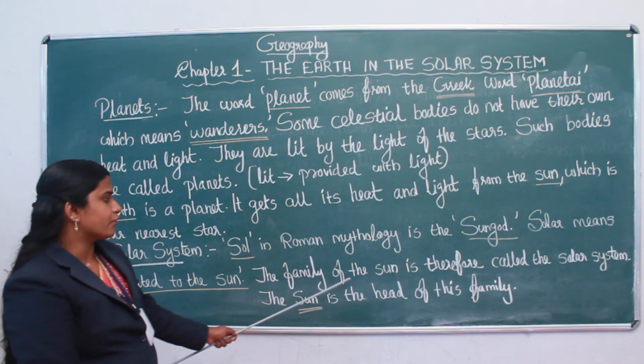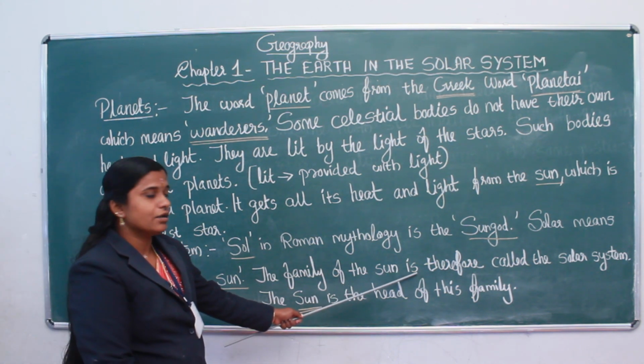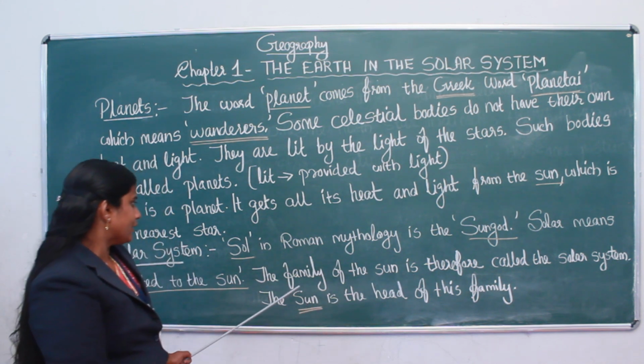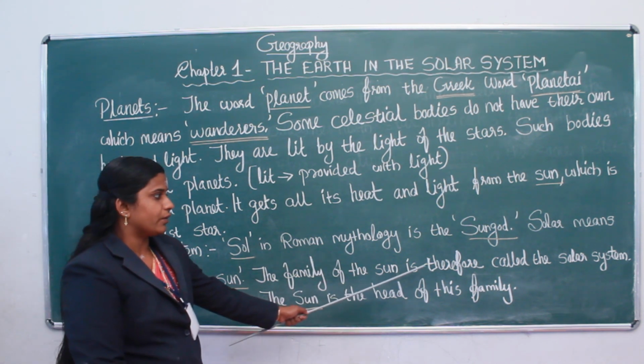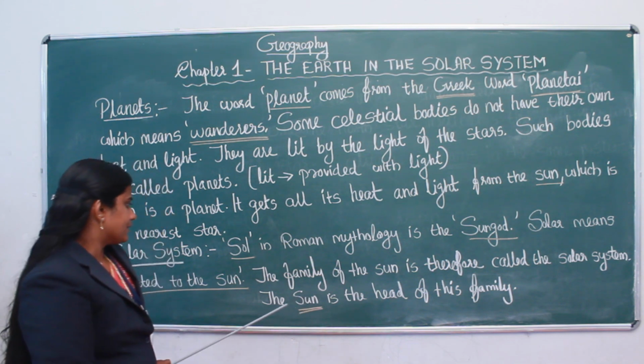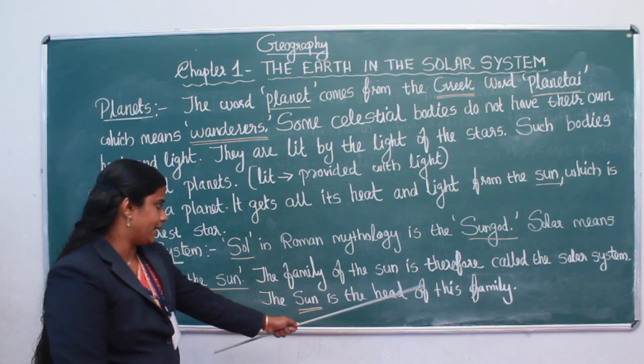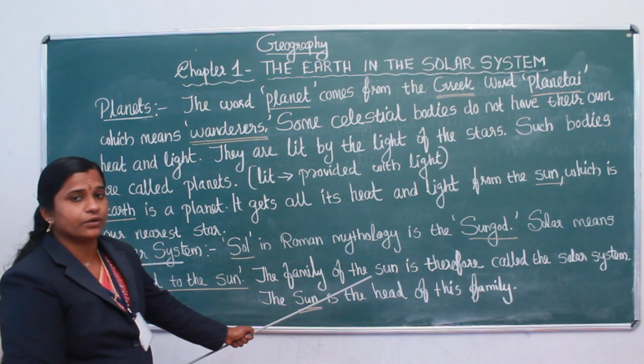The family of the sun is therefore called the solar system. The sun is the head of the solar family.